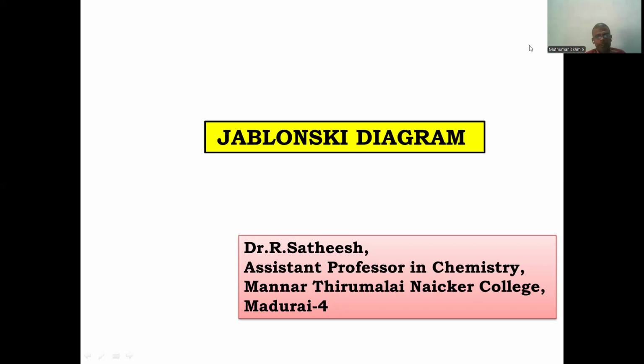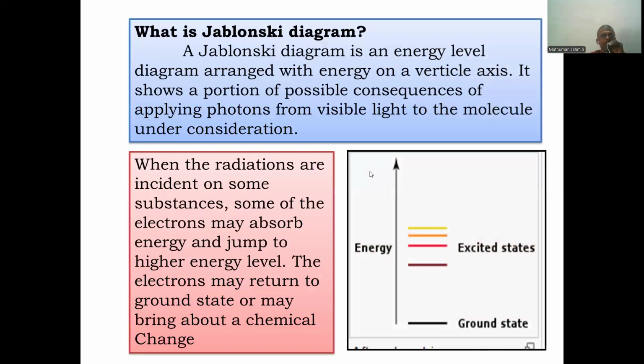In this lecture we are going to talk about the Jablonski diagram. It is a very important topic as far as photochemistry is concerned. It mainly talks about the absorption of electromagnetic radiations. As per our definition, it is an energy level diagram arranged with the energy on the vertical axis. It shows a portion of the consequences of applying photons from visible light to the molecule under consideration.